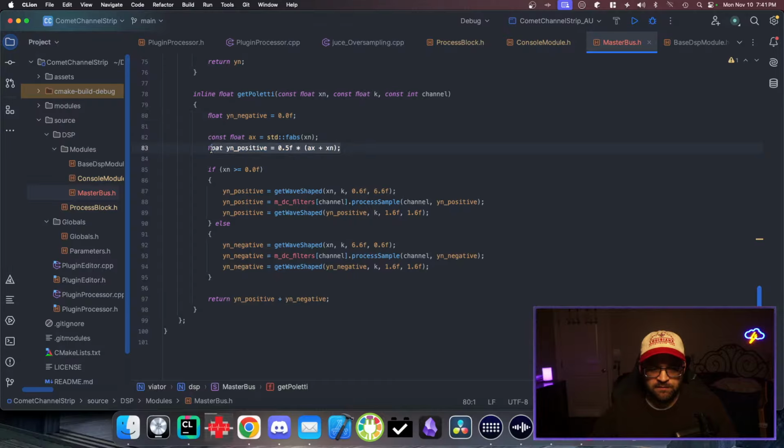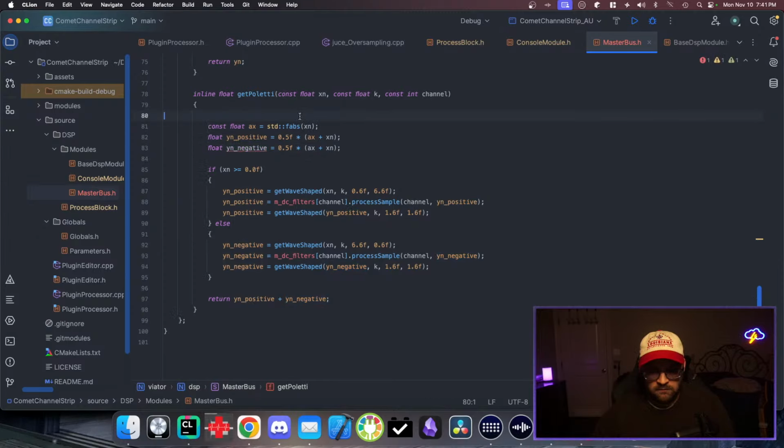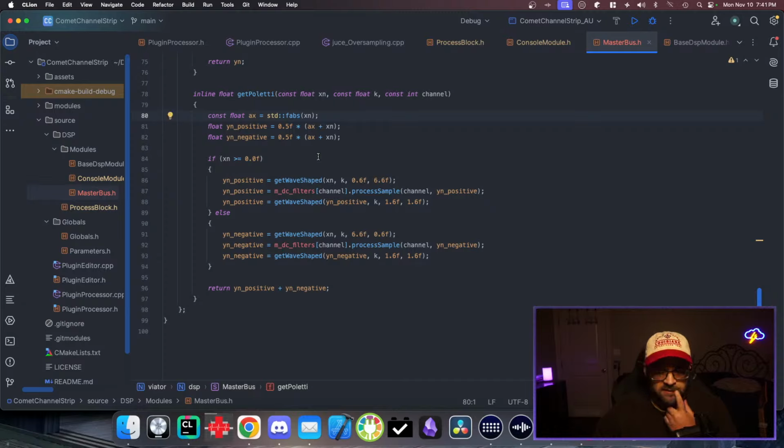We'll do the same thing for negative. And this is going to be ax minus xn, correct? Or xn minus ax. It probably doesn't matter, but I'm going to do it like that. Okay. So obviously, subtract something from itself, it's going to get negative. So we have the absolute value right here. So the ax is always going to be positive.